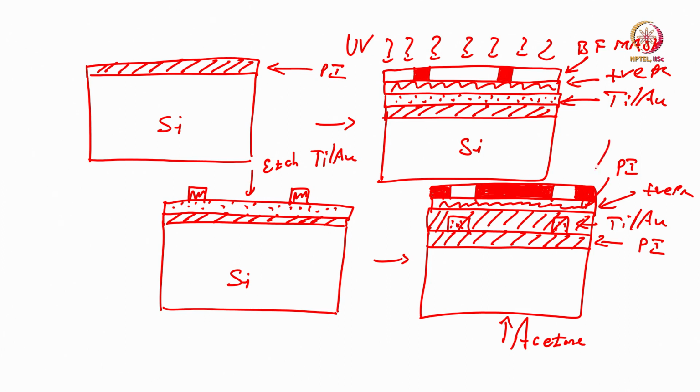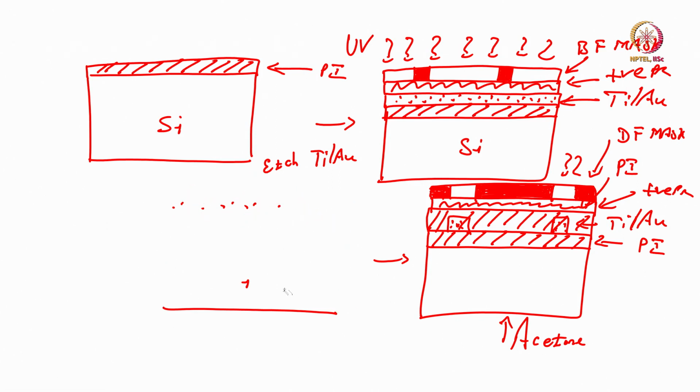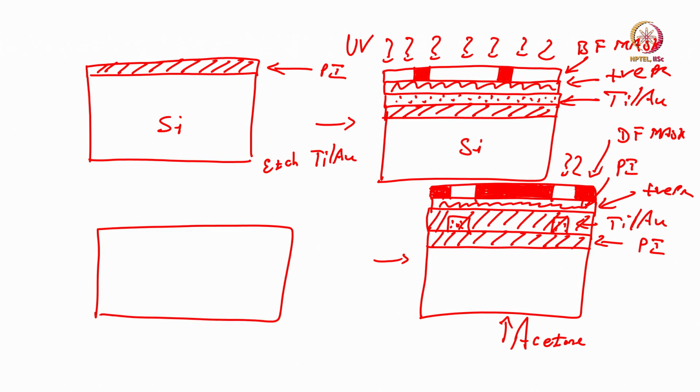Right. So, this will be your dark field mask, and then we expose using UV. What will happen? The unexposed region will be weaker, exposed region will be stronger. So, what will I have? I will have my photoresist everywhere except on the electrode, is not it?